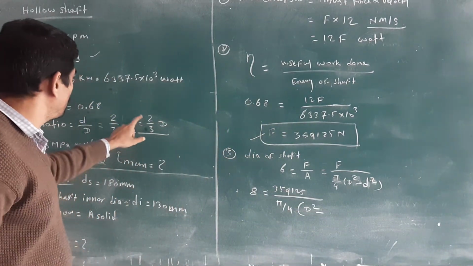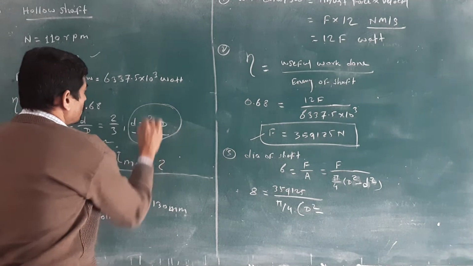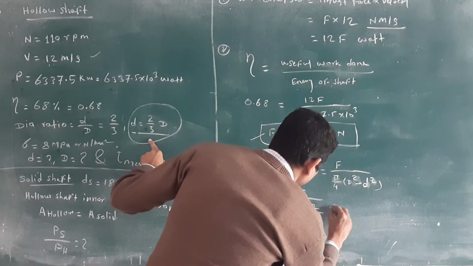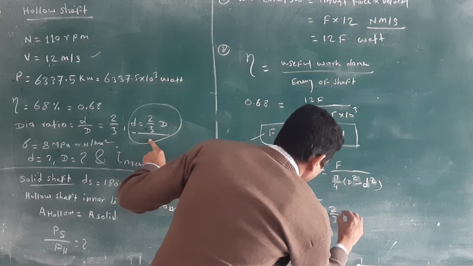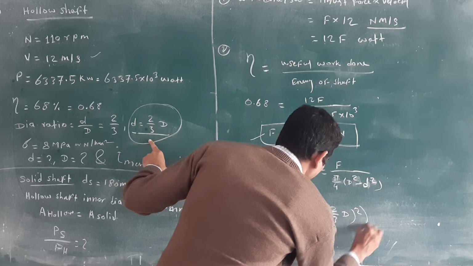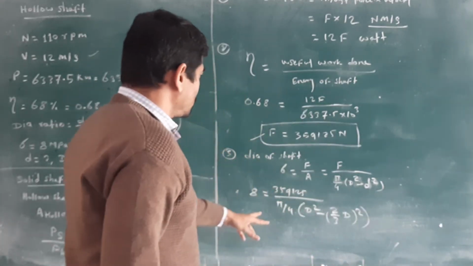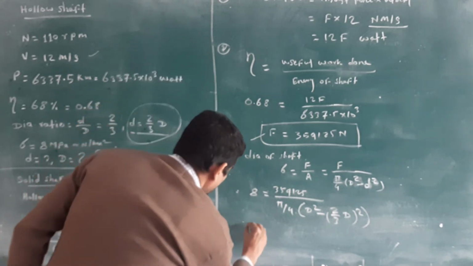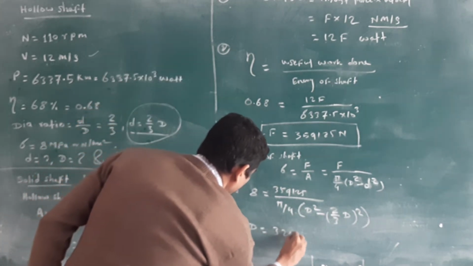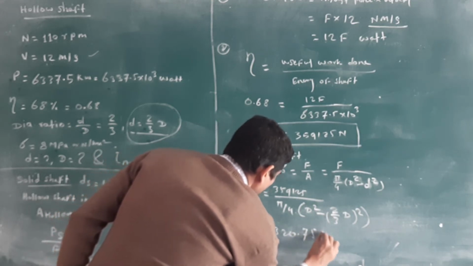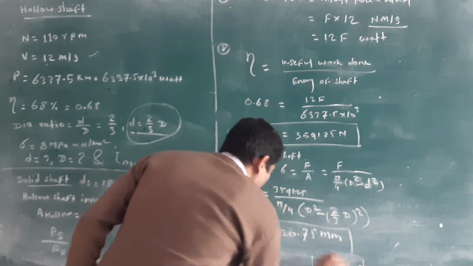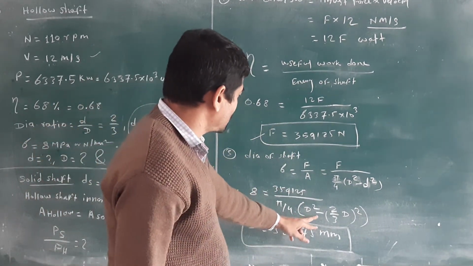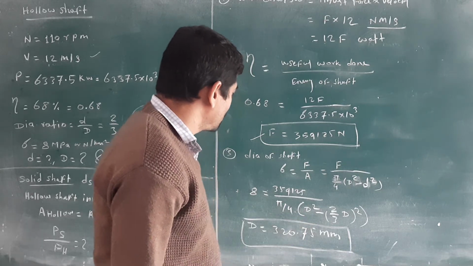Small d is equal to 2 by 3 capital D, we know the relation. Put this in this equation, 2 by 3 capital D bracket square. If you solve, then there is only one constant. Then you will get D is equal to 320.75 mm. If you have calculated this, check that only one constant, D, is there.